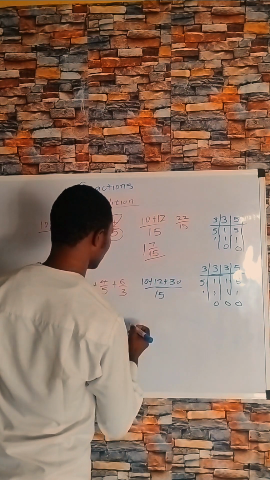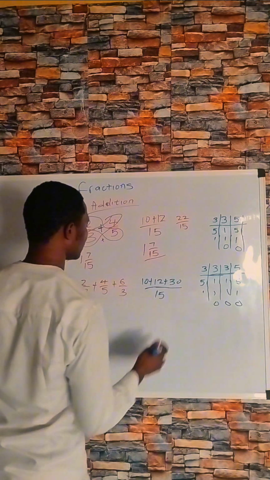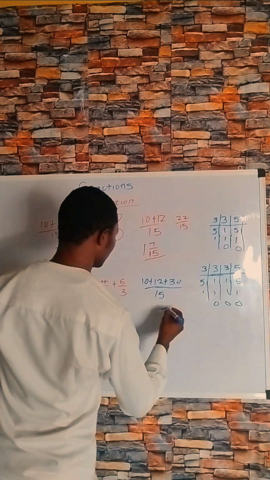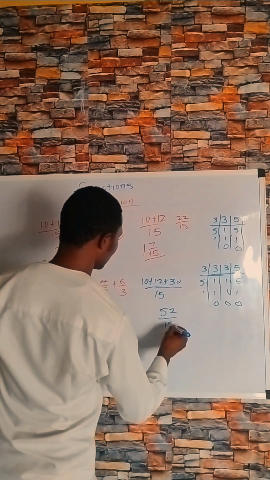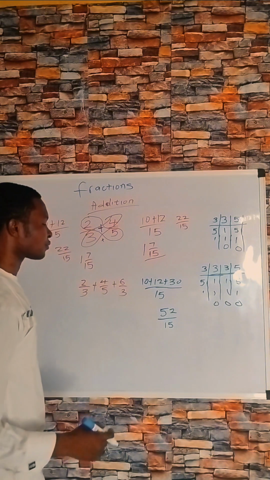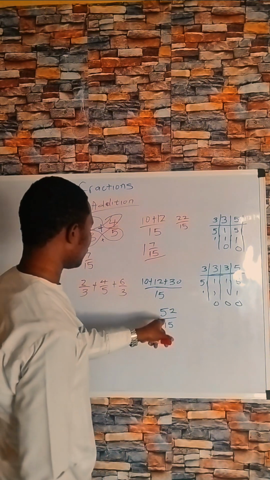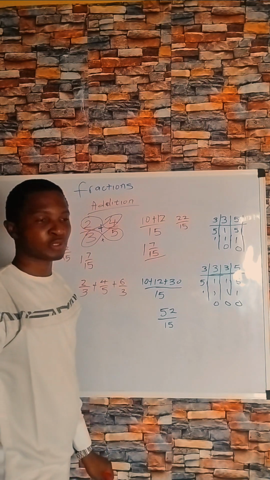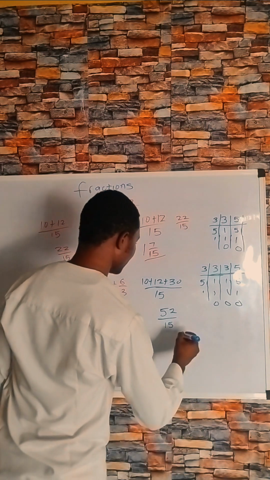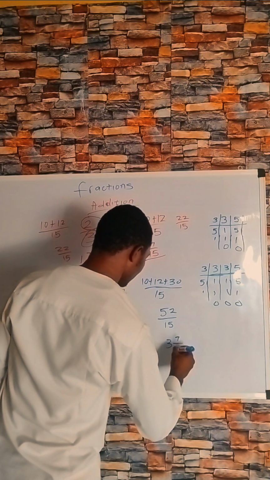So add all these together. This is 10 plus 12, 22, plus 30, 52. So 52 over 15 becomes the answer. To simplify this, you do 52 divided by 15, which is 3 whole number, 7 over 15.